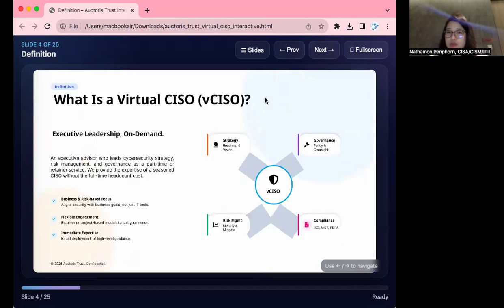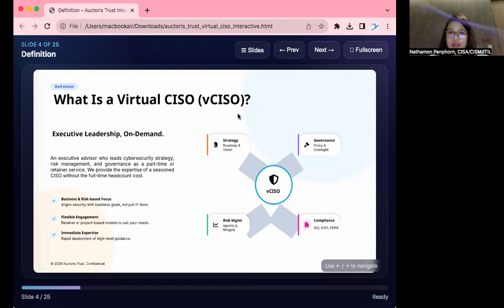So what is a virtual CISO actually? A virtual CISO is not a new service, but it is a service that we must have right now in terms of sharing responsibility in the digital business world. It is an executive leadership position on demand that you can request. You can buy a package for this because some companies may not need a full-time position for this type of service.